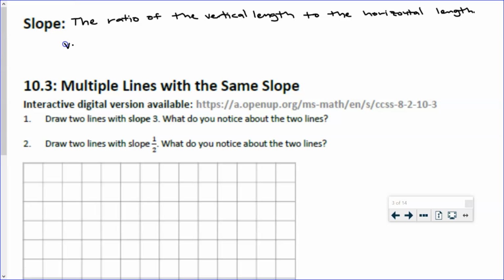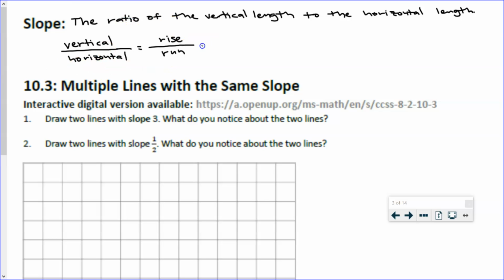So, the vertical over or divided by the horizontal. And throughout this lesson and this unit, we kind of stop using these bigger, longer words, vertical and horizontal, and we start talking about the rise. Because the rise is that vertical movement. Over, instead of using the word horizontal, we usually use the word run, because the run is that horizontal movement, that left and right movement.